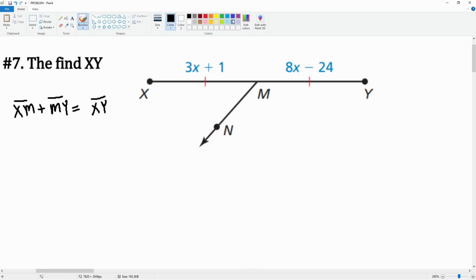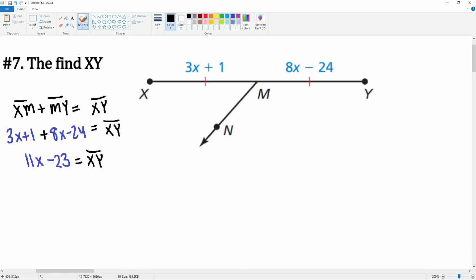However, if we plug in the values, 3x plus 1 for XM, then we add the other part of MY, which is 8x minus 24. This is going to be equal to XY. This is useless because we don't know the value of x, but we can still combine some like terms. 8x plus 3x is 11x, and 1 minus 24 is minus 23. This is equal to XY.